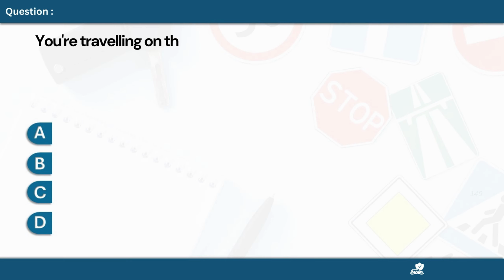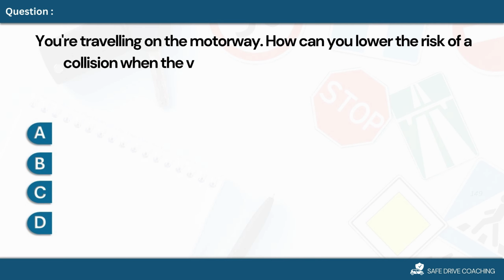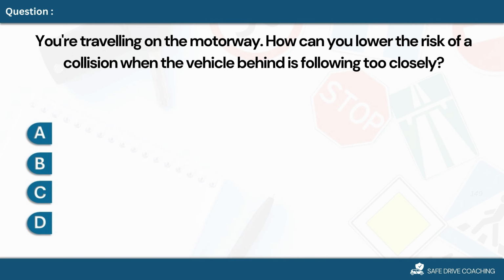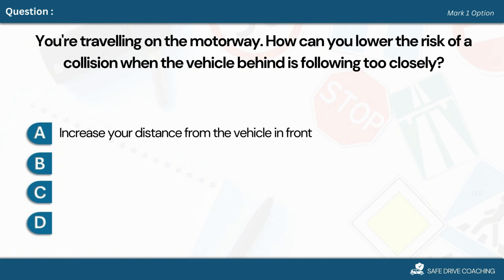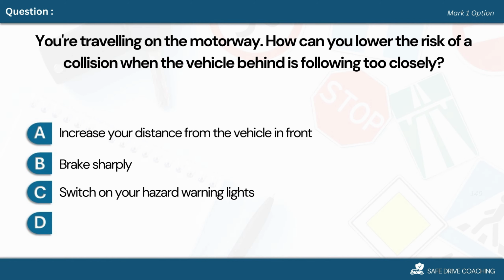You're traveling on the motorway. How can you lower the risk of a collision when the vehicle behind is following too closely? A. Increase your distance from the vehicle in front. B. Brake sharply. C. Switch on your hazard warning lights. D. Move onto the hard shoulder and stop.